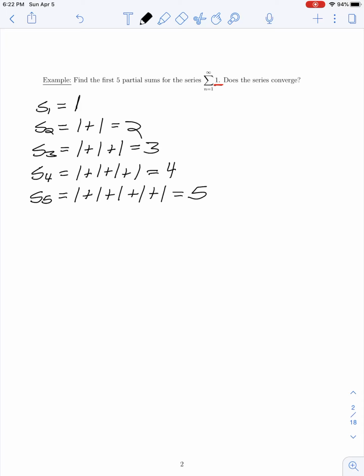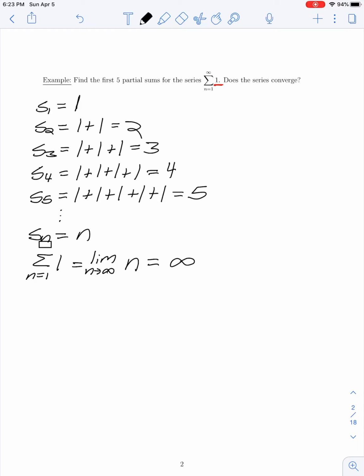Now here we're asked about whether this series is converging, so let's think about the nth partial sum. Based off the pattern that we see emerging, we would probably say that the nth partial sum would be equal to n. So to determine convergence of our series, the sum from 1 to infinity of 1, we would have the limit as n approaches infinity of S sub n, which is equal to n, and this limit does not exist.